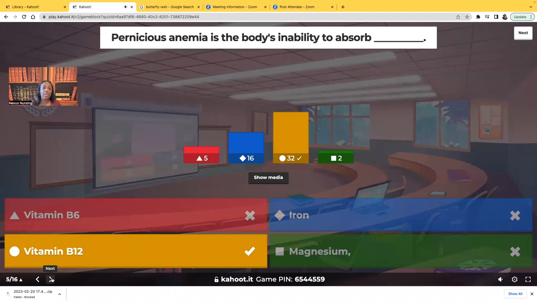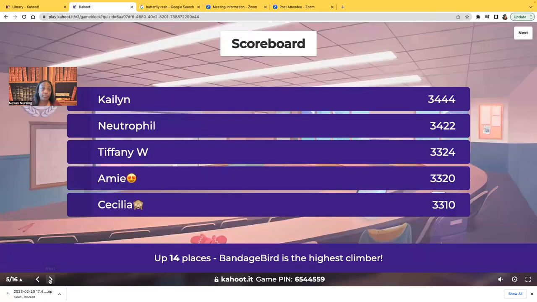So that vitamin B12, you need that for red blood cell formation and nerve function. Vitamin B12 is very important, especially for the nerve cells. So if you have pernicious anemia, you won't be able to absorb it. And guess what? You can't survive without vitamin B12 for long. You will not survive. You will die. It's not even a question of if, it's a question of when.